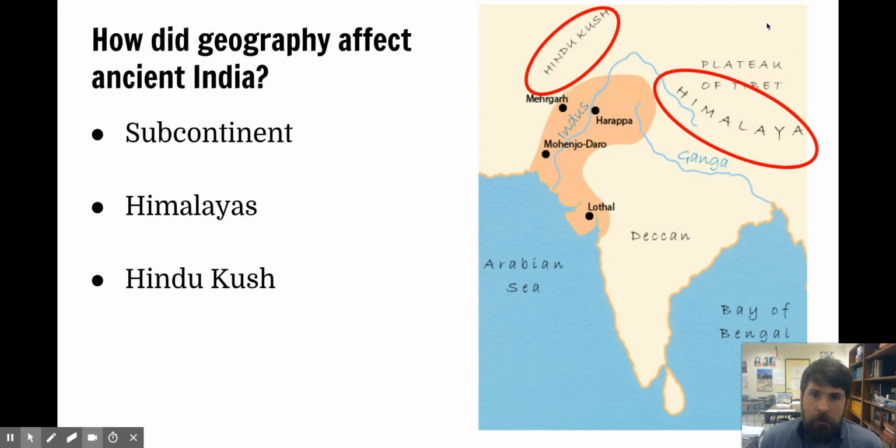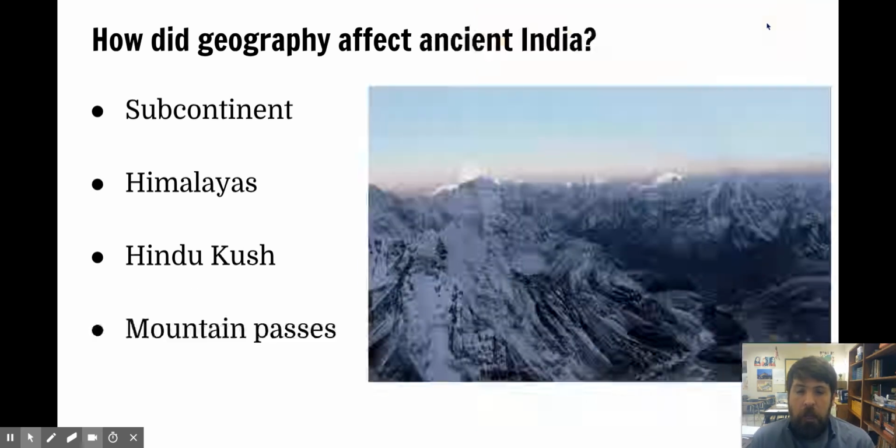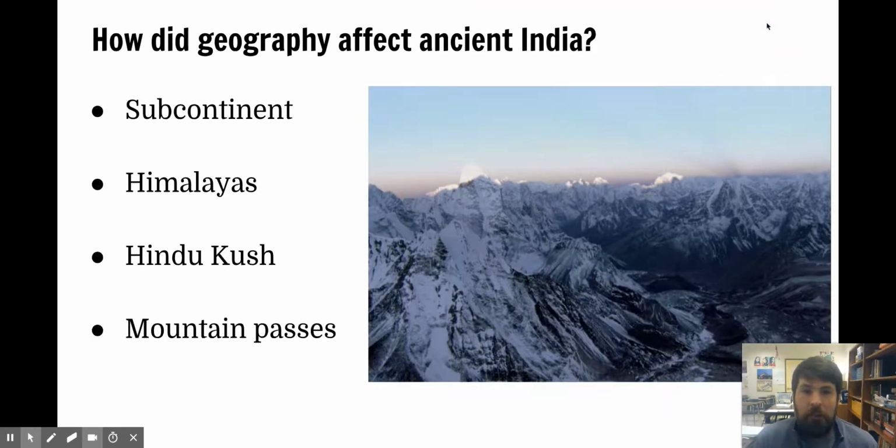And those mountains to the north of India, to the west, we have the Hindu Kush, and to the east, we have the Himalayas. You can say Himalayas if you really want to sound pretentious about it. Nothing wrong with saying Himalayas if that's your preference. So the Himalayas and the Hindu Kush separate India from the rest of Asia. They operate sort of like a big fence.